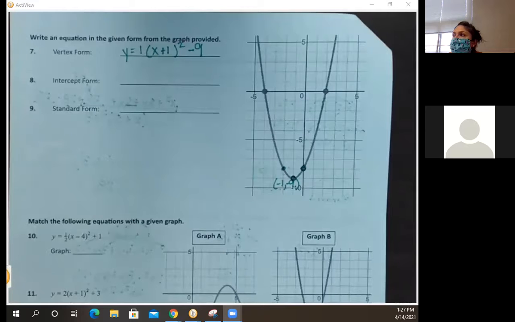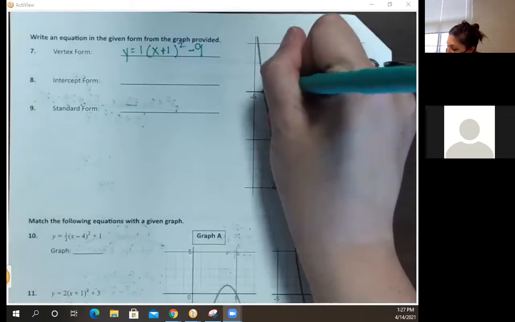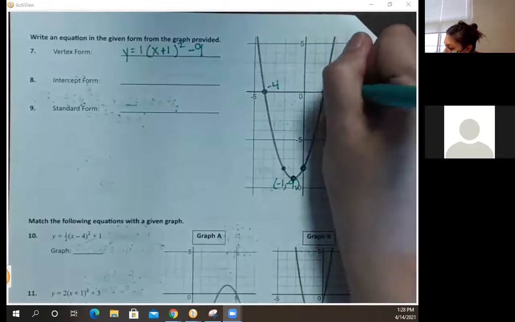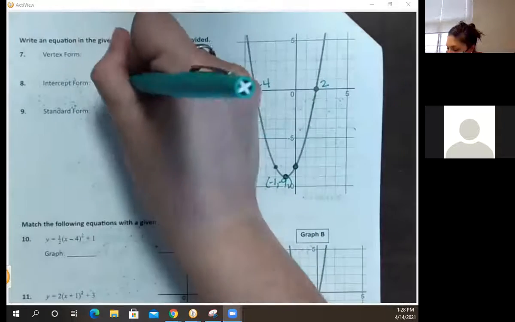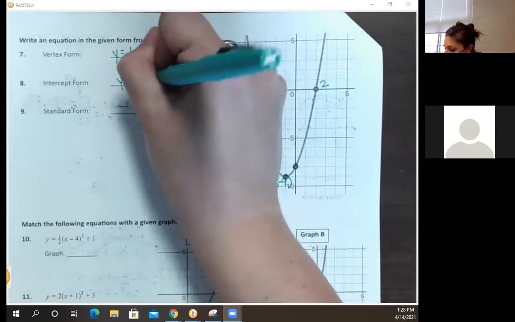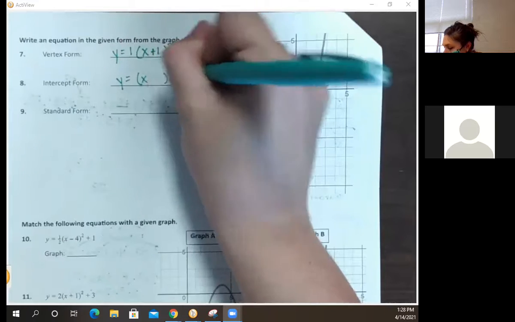Questions on vertex form for this graph? Okay. Now intercept form. Remember, intercept form tells me my x-intercepts. So I'm going to identify those x-intercepts. I have an x-intercept at -4 and another one at +2. So I'm going to use that information to fill in intercept form.